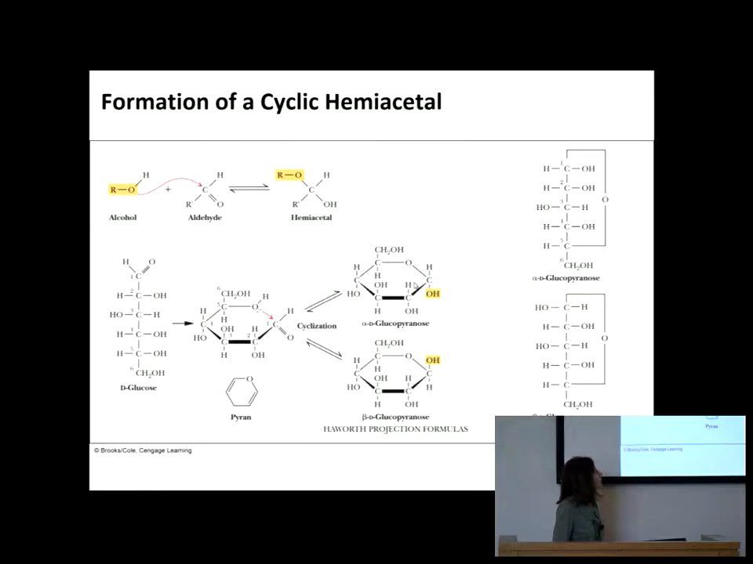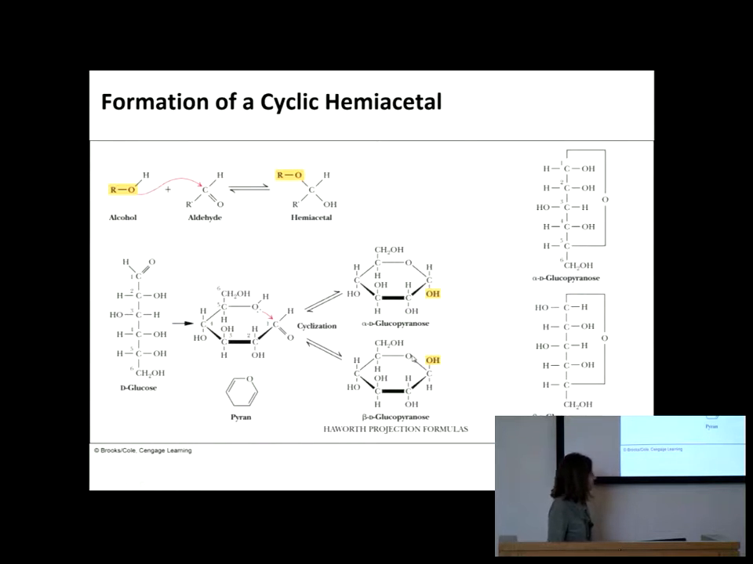And so when we do that, if the OH is down, it's going to be alpha glucose. If the OH is up, it's going to be beta glucose. Birds are up, ants are down. So alpha, the OH is going to be down. See, it's worth it to come to class, right? OH on the top, bird is up.